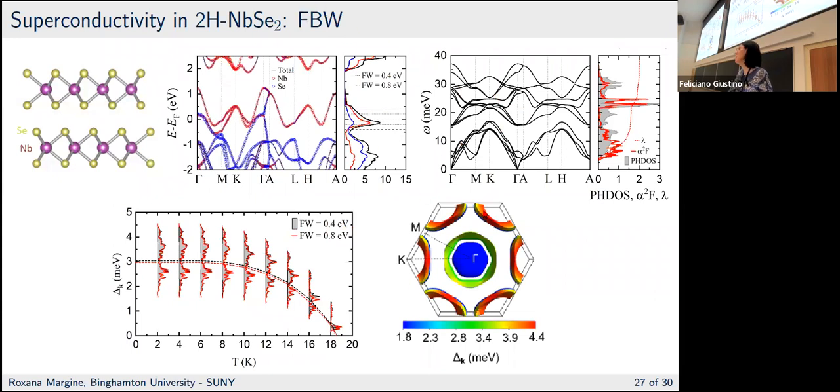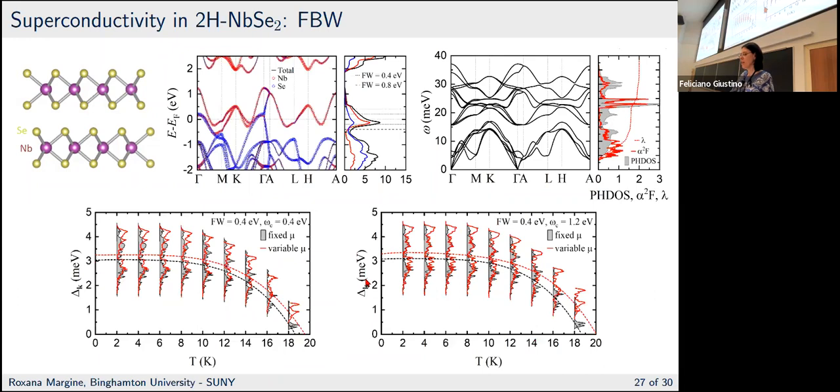And we found, as for niobium disulfide, and this is known, that this has a single gap, but which has contribution from two parts of the Fermi surface. The lower gap comes from states around the gamma point, and the upper part of the gap comes from states around these K pockets.